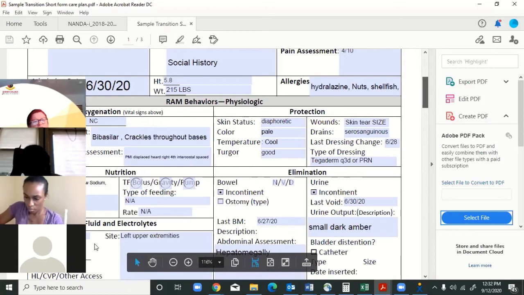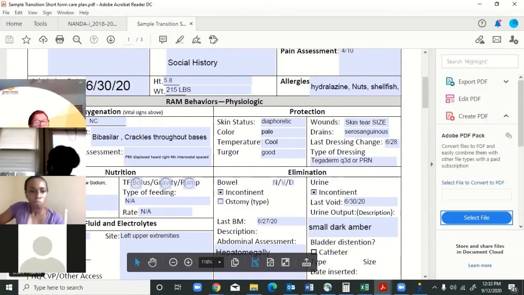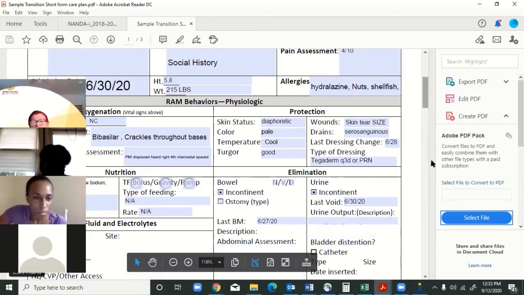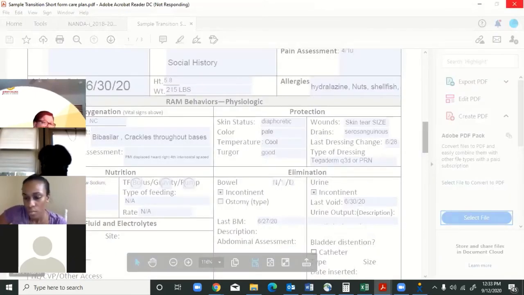Okay, so my patient had a PICC line. I put that in. Here, I forgot to put the rate and everything in, but if there was information that went there, you would want to put it in if they have an IV line. Yours might not.